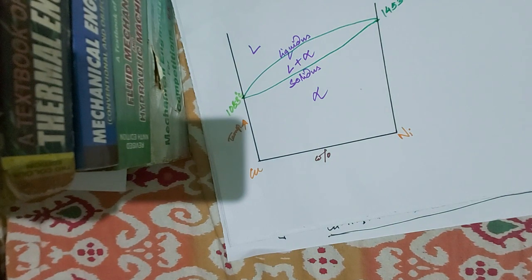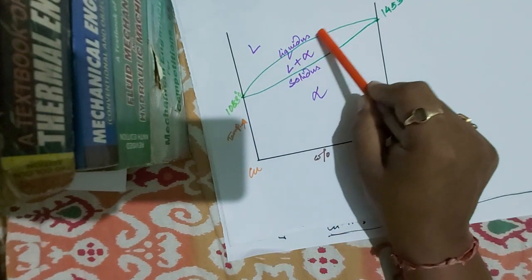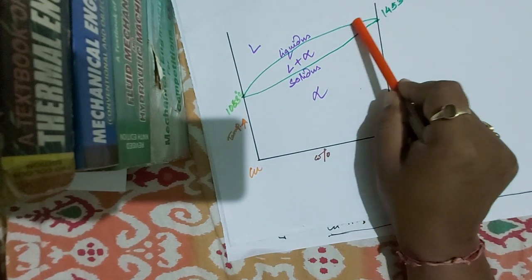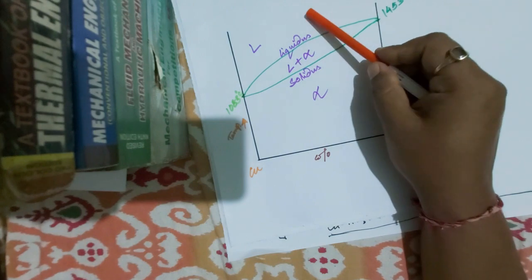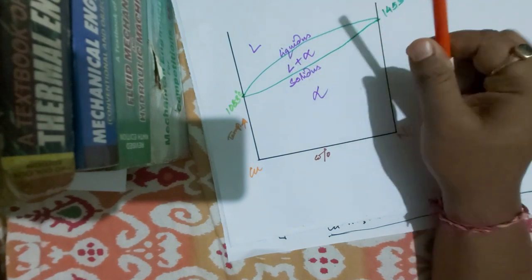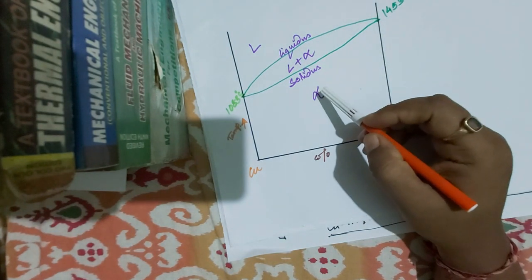Now, what is liquidus? Liquidus line means the locus of temperature points above which the system consists of all liquid.